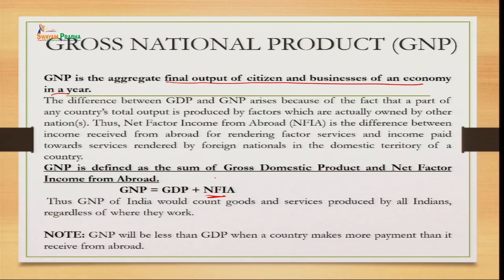But here one thing you need to take into consideration is that GNP can be less than GDP, and that depends upon the figure of NFIA. Suppose you are making more payments to the foreign nationals working in your country and your receipts, your incomes, are lesser; then your NFIA will be negative, right? The figure you will get will be in minus. So, in that case your gross national product will be lesser than GDP. But of course, if NFIA is positive, where your earnings are more than the payments which you are making to the foreign nationals, then you will get GNP more than GDP, right?